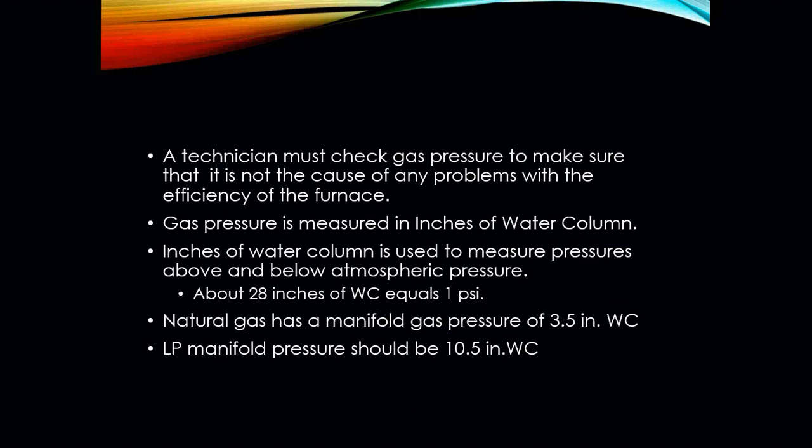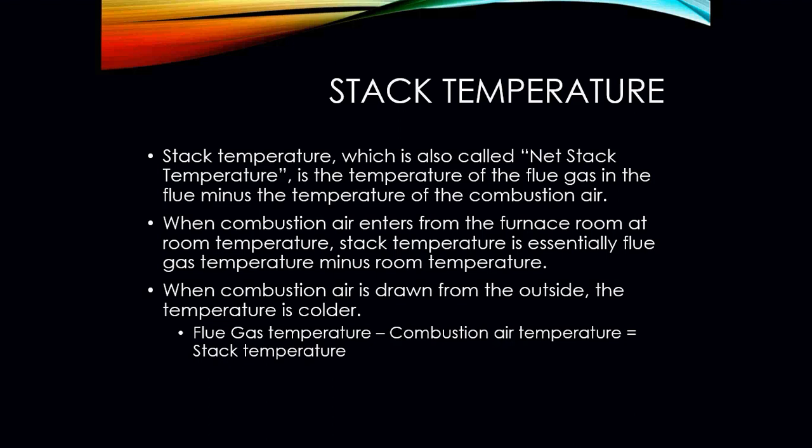Gas pressure is measured, obviously, in inches of water column. Inches of water column is used to measure pressure above and below atmospheric pressure. So about 28 inches of water column will equal 1 psi of pressure. With natural gas, we are looking at a manifold pressure of 3.5 inches of water column. LP manifold pressure is about 10.5 to 11 inches of water column. Those are pretty standard.